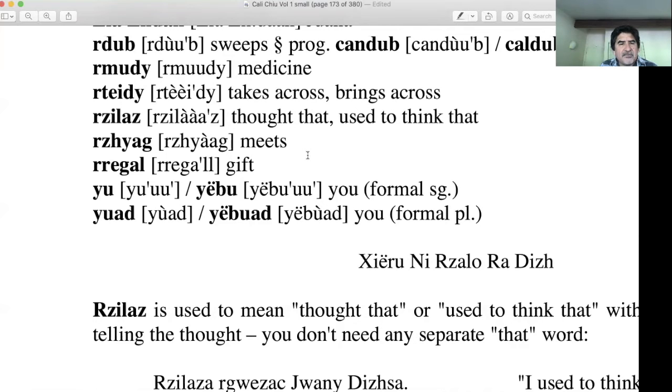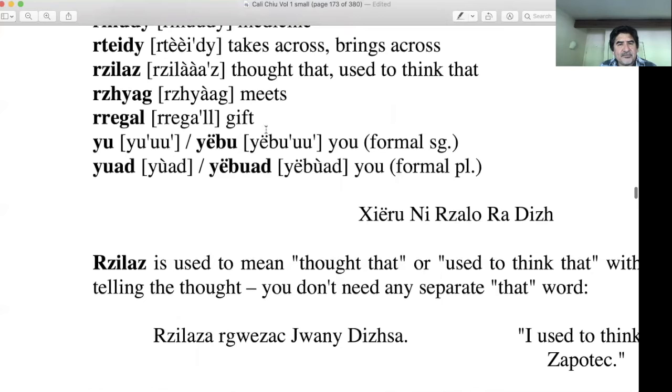Okay. Next, rjach. Rjach. Gift, regal. Regal. And remember also, just a reminder that we make a distinction when you have two R's. It's not like Spanish. For those who know Spanish, if you start a word in Spanish with one R, it sounds like two R's. But in Zapotec, you really need to have those two R's at the beginning so that you can pronounce it. So remember that Zapotec is a tonal language, okay?